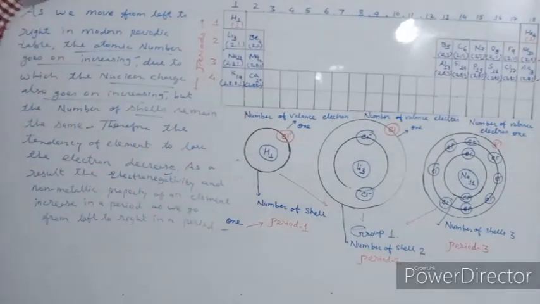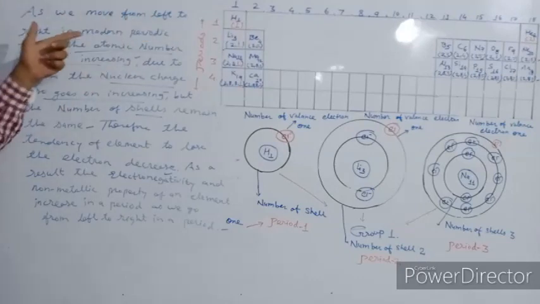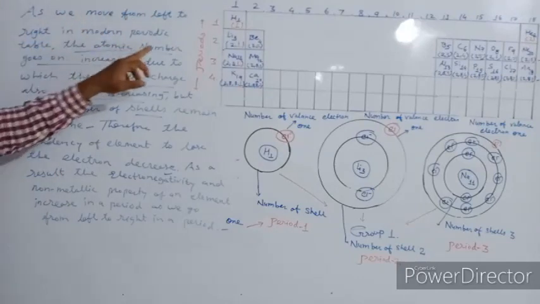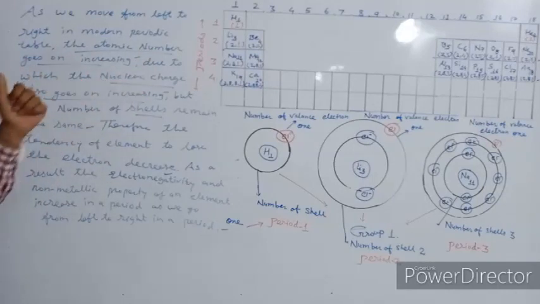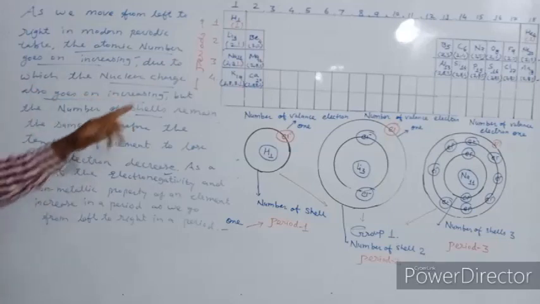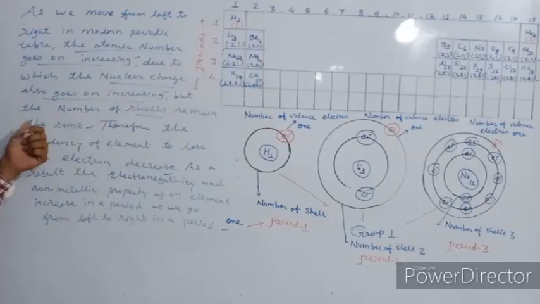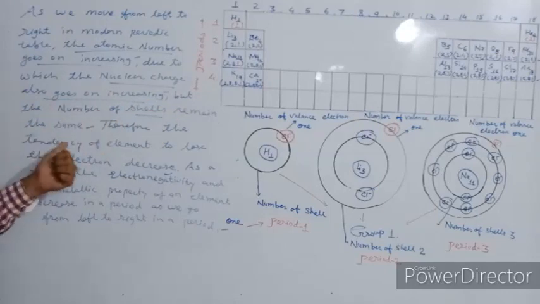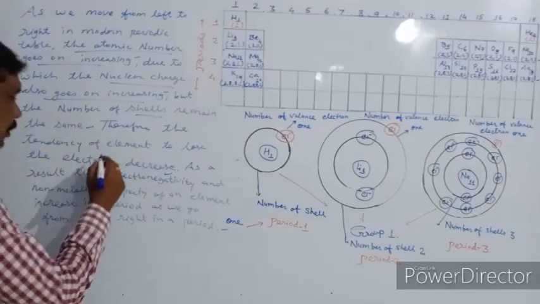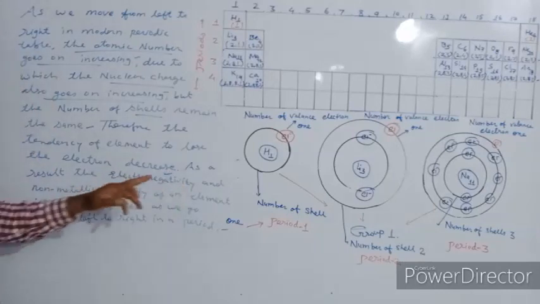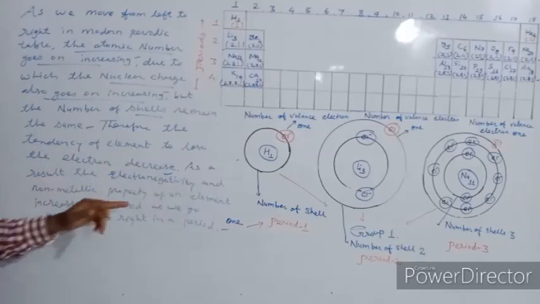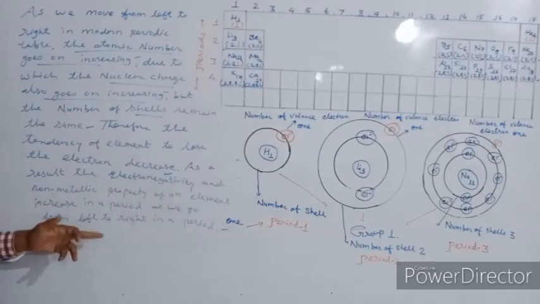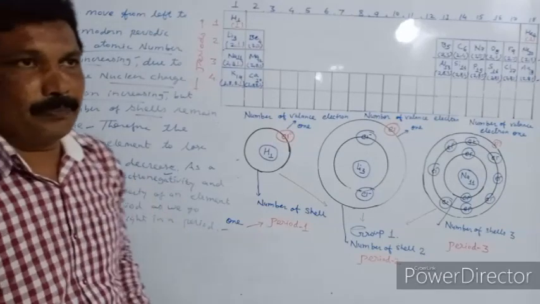Again, as we move from left to right in the modern periodic table, the atomic number goes on increasing, due to which the nuclear charge also goes on increasing, but the number of shells remains the same. Therefore, the tendency of an element to lose the electron decreases. As a result, the electronegativity and non-metallic property increase in a period from left to right.